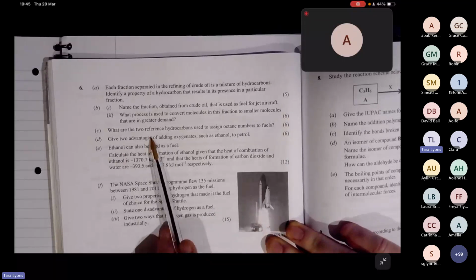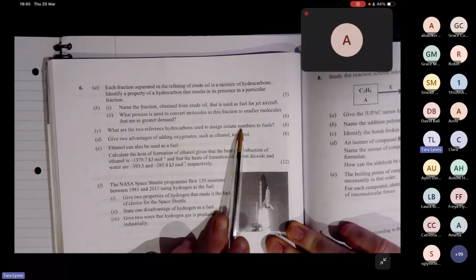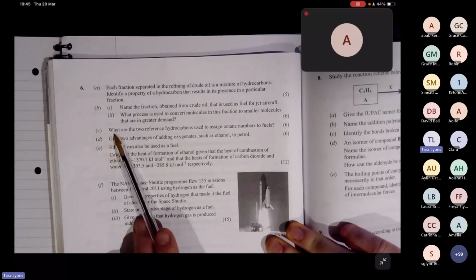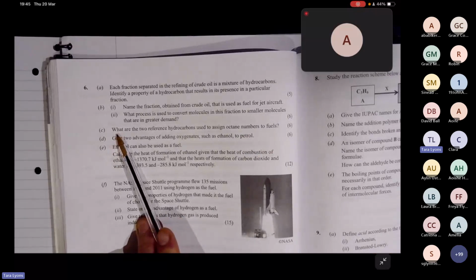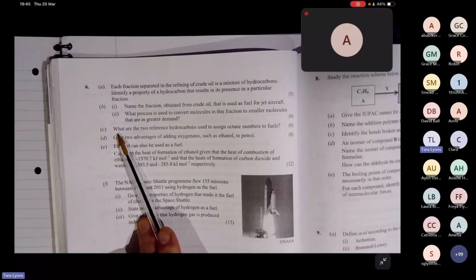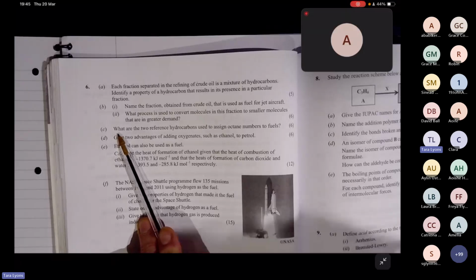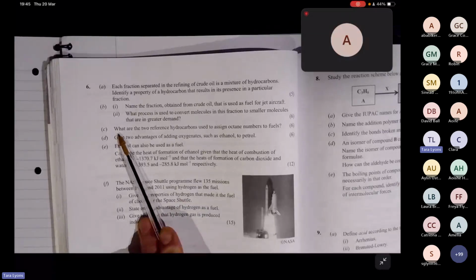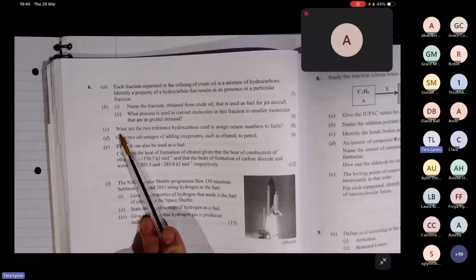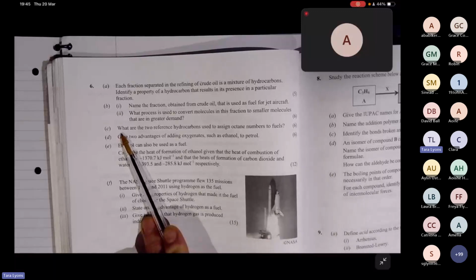What are the two reference hydrocarbons used to assign octane numbers to fuels? They're not asking you specifically to draw them or to name them, so they're happy if you do either or. What are the two reference hydrocarbons? Heptane, 2,2,4-trimethylpentane. And because they said what are they, it doesn't matter whether you draw or name them, but please watch out because they catch people out with that all the time. They ask you for the name, people give the formula, or vice versa.